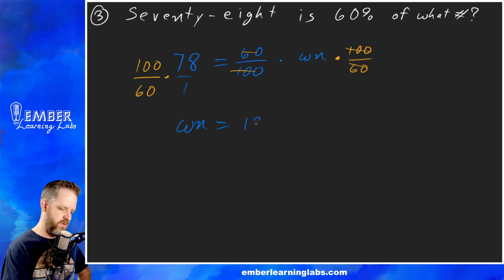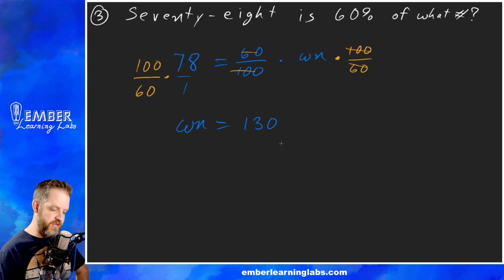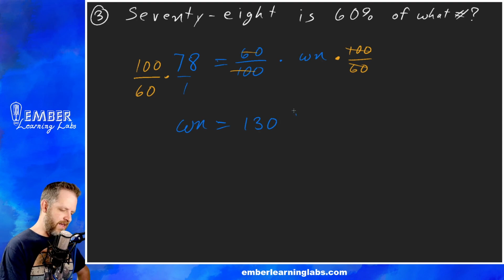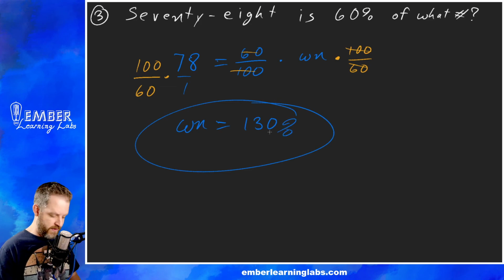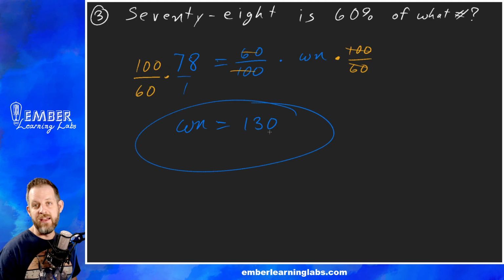Not 130%. If you're going to make a mistake on this, it's putting the percent in the wrong place. I didn't say that on number 2 because I didn't think about it, but here I have seen people make the mistake of trying to put a percent sign on the answer, but this is the number that we're looking for. 78 is 60% of 130, if we wanted to write a full sentence answer.